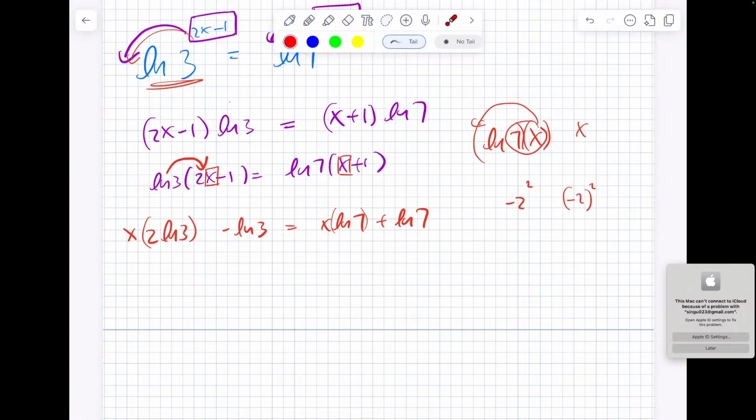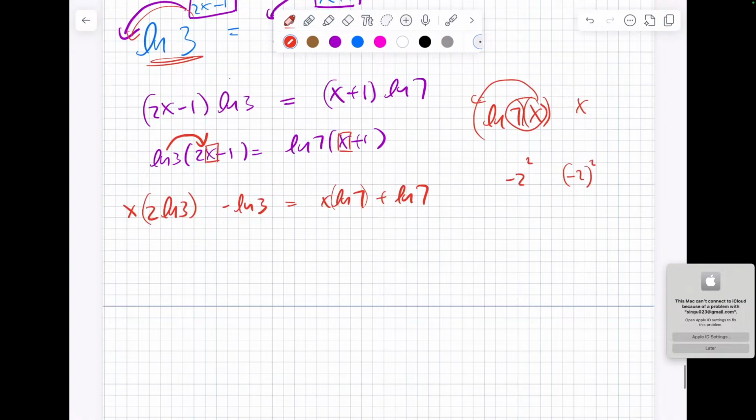It just really depends on how you look at things. I put an x outside so you can see it later, because what we're gonna do is put those x terms on one side. So I'm gonna put it on the left side. So it'll be x times 2 ln 3, and the minus x ln 7 is equal to ln 7 minus ln 3. Is that okay? I move it to where the x term is on the left side.